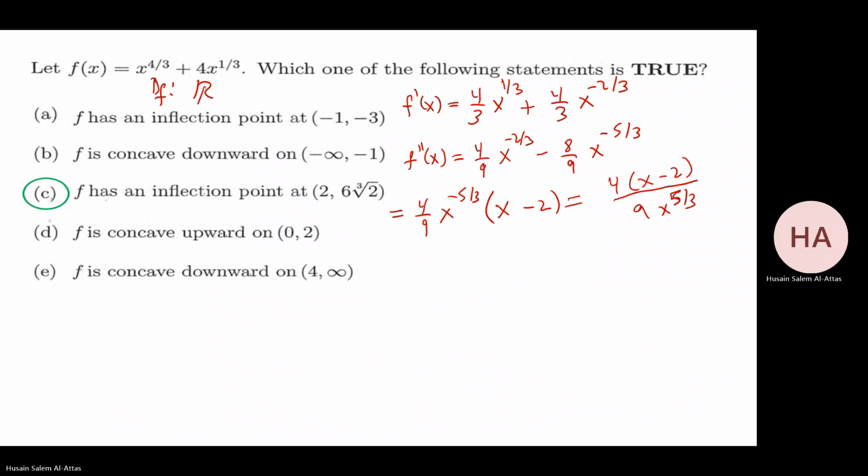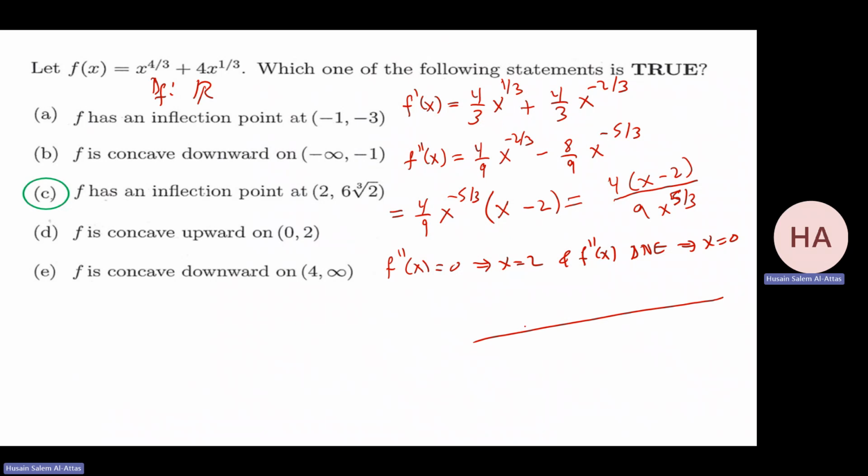Now we will do the test. What are the points to be checked? Double prime equals 0, that is x equal 2, and if double prime does not exist, that implies x equals 0. So I'll put 0 and 2. Take a value before 0. Negative 1. That will be negative over negative, that will make it positive. Between 0 and 2, take a value 1. Negative. But this is positive, that will be negative. More than 2, it will be positive.